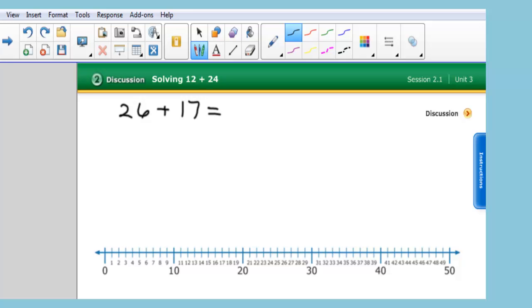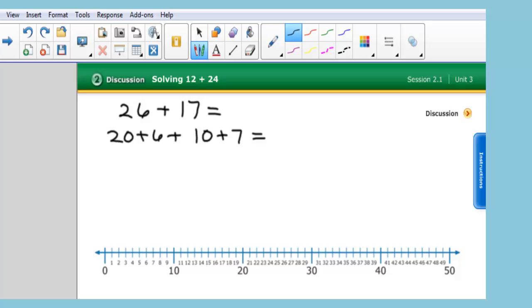One strategy for solving the problem is to separate the tens and the ones. We call that expanded form. So to do that, I would remember that 26 is the same as 20 plus 6. And I can remember that 17 is the same as 10 plus 7. So my addition problem is the same. I've just written it in a different form.